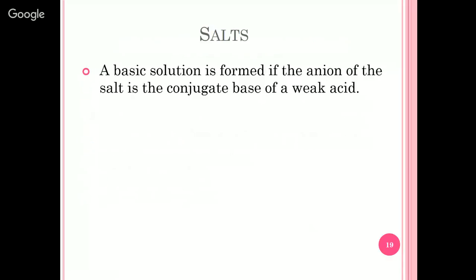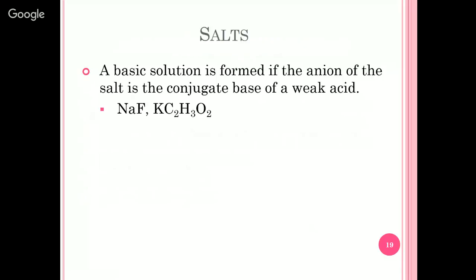A basic solution will be formed if the anion of the salt is the conjugate base of a weak acid. So this means we're going to react a weak acid with a strong base. Hopefully this should make sense. Weak plus strong. My base can completely dissociate because it's a strong base, and my acid can only partially dissociate because it's a weak acid. The weak acid can only dissociate a small amount. So we have an uneven balance there.